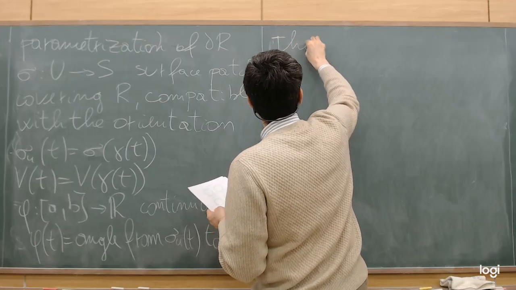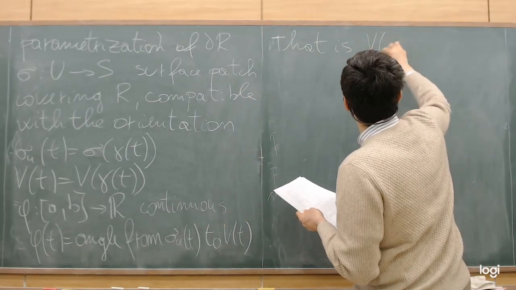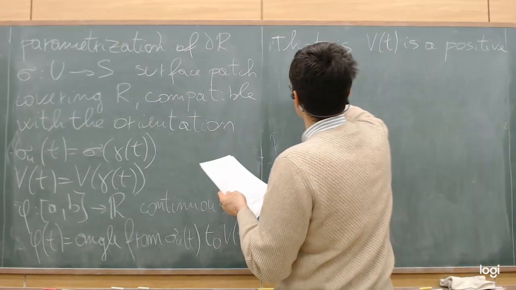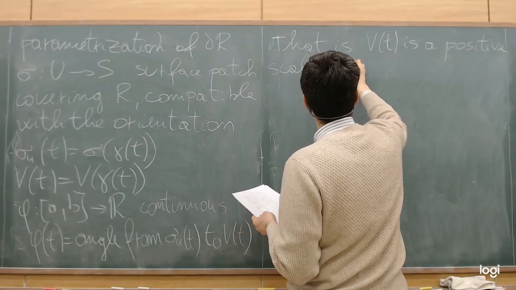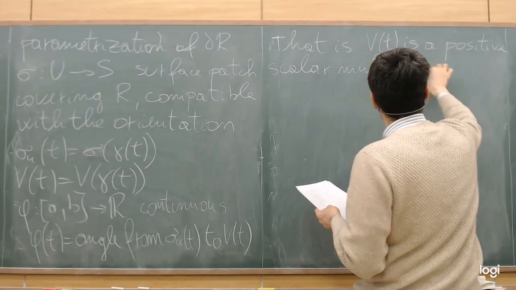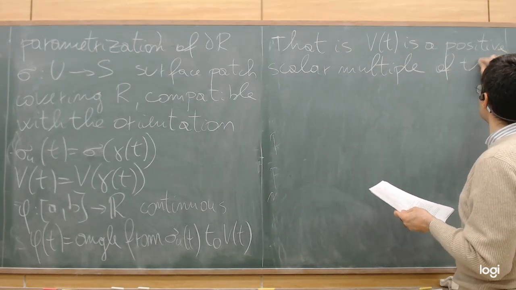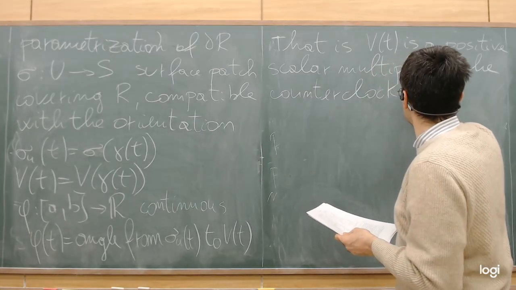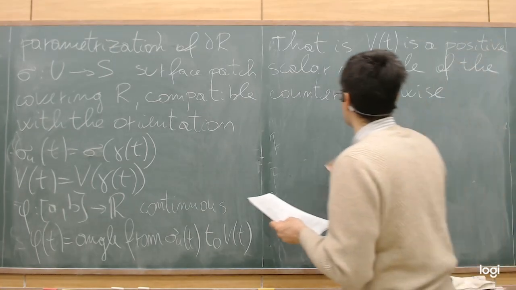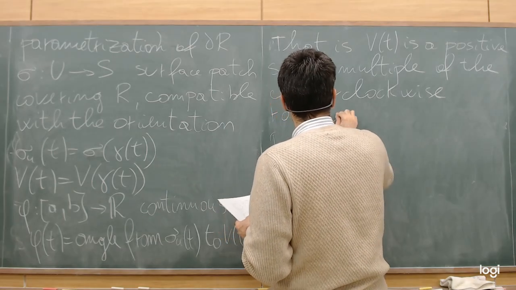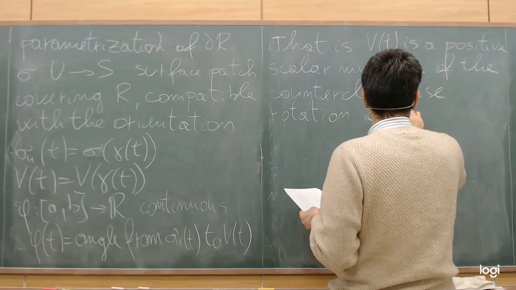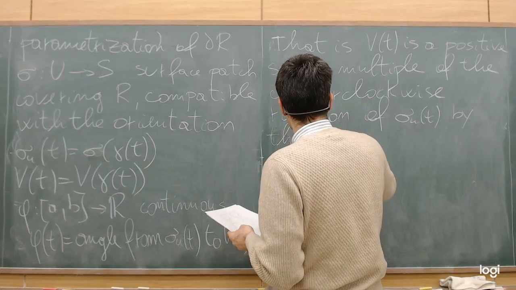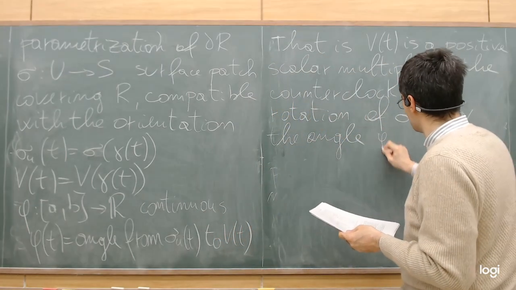So that is Vt, is a positive scalar multiple of the counterclockwise rotation of sigma ut by the angle phi t.